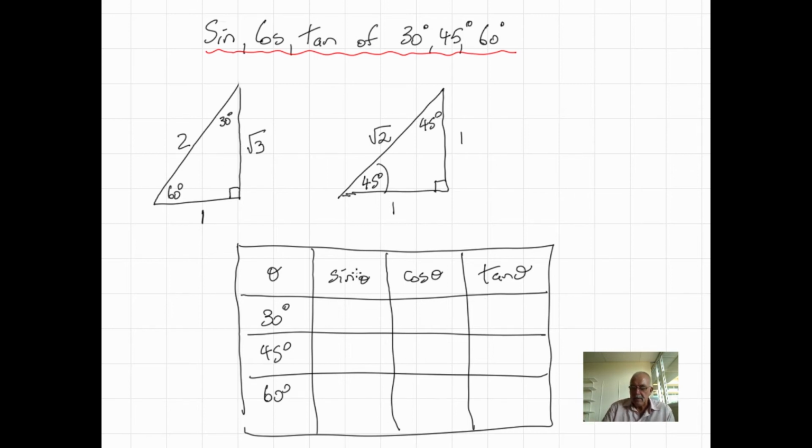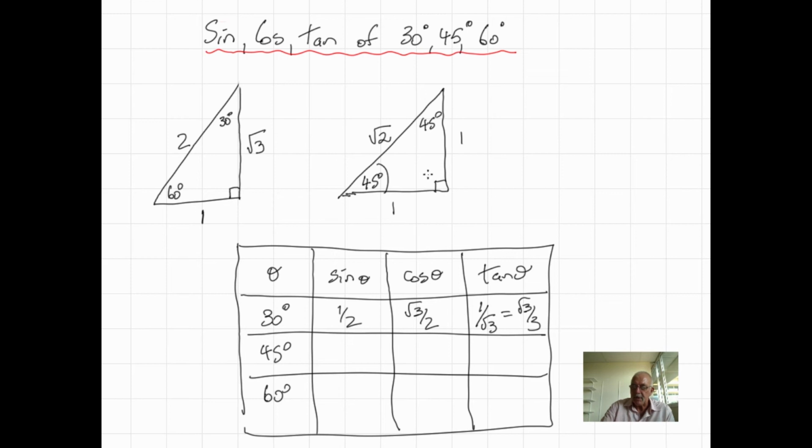Sine of 30, okay, which triangle? It's this one here. Sine of 30 is opposite over hypotenuse, so that's equal to a half. Cos of 30, cos is adjacent over hypotenuse, root 3 on 2. Tan of 30, opposite over adjacent, so that's 1 on root 3. And it is common when you've got root 3 to multiply top and bottom by root 3 to get rid of the root 3 on the bottom, and you'll get root 3 on 3. Numerically, those two are exactly the same. It's just a nicer way of writing it.